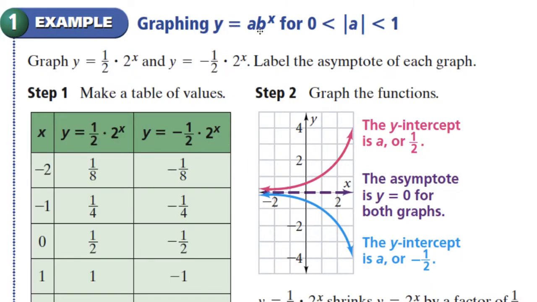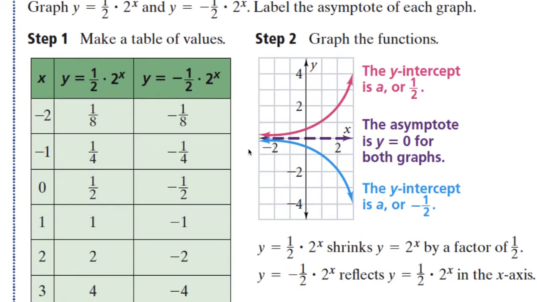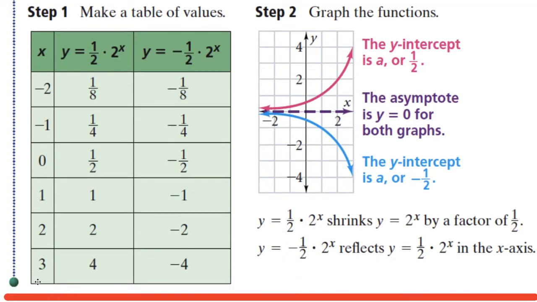Graphing y equals ab to the x for the absolute value of a greater than 0 but less than 1. Graph y equals 1/2 times 2 to the x and y equals negative 1/2 times 2 to the x. So you pick whatever x values you want, and look, they used almost my favorite 5, and then they threw in 3. They evaluated those functions for each value of x, and then they plotted the points. The pinkish reddish one, the y-intercept is a, or 1/2.